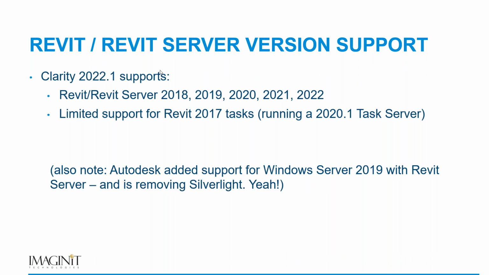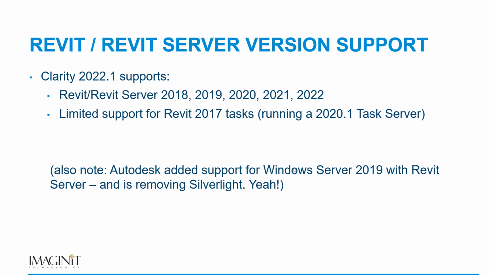happen in May. So our Clarity 2022.1 release continues to support 5 versions of Revit and Revit Server. We don't know definitively if we're going to keep this 5 version thing going. We had been 4 in the past, but for right now we've got 5 versions with continuing limited support for Revit 2017 via running an older task server that can still connect up to the most modern host.